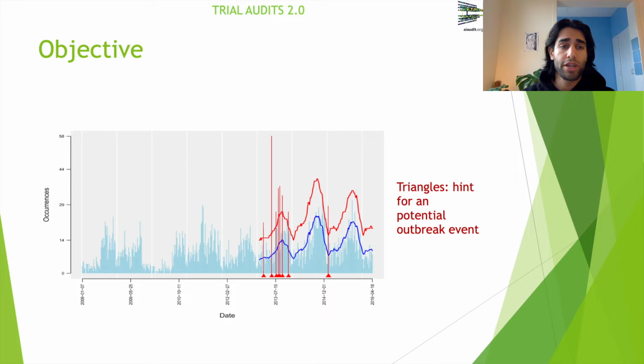What is the objective in disease outbreak detection? Usually detecting an outbreak is rather hard from case data, for example. So usually we are talking about signal detection, and a signal is just a hint for a potential outbreak. What you are seeing here is a time series. On the x-axis you see time, on the y-axis you see the occurrence count of some disease, let's say Salmonella.